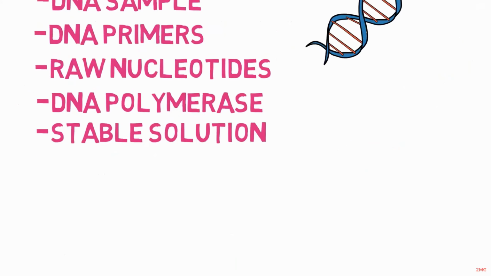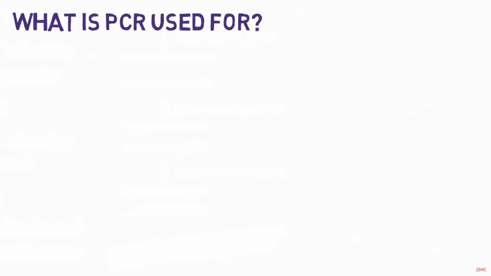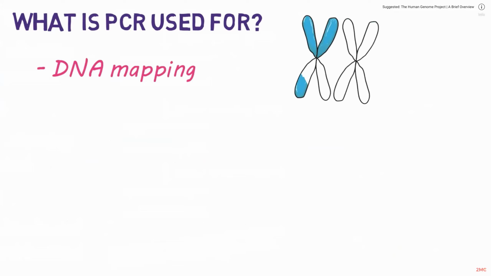So what is PCR actually used for? PCR has many research-based and practical applications. It's used for DNA mapping, like in the Human Genome Project. It's used to check sections of DNA for genetic testing to determine potential disorders. Companies like 23andMe and Ancestry.com use PCR to run personal DNA tests.